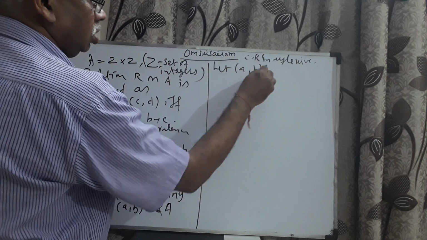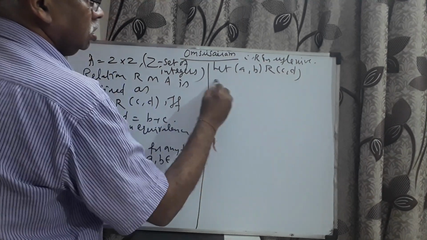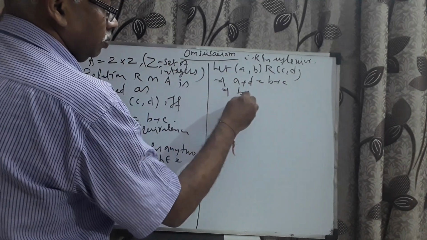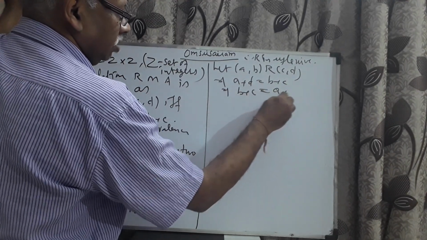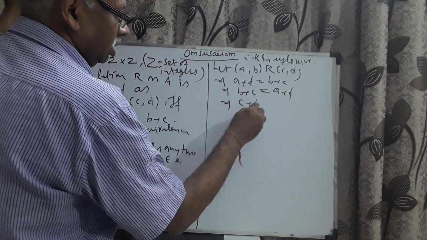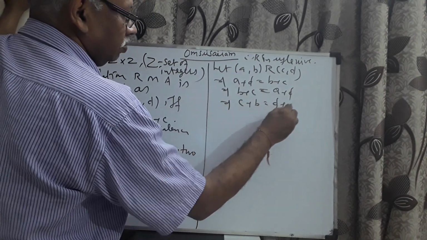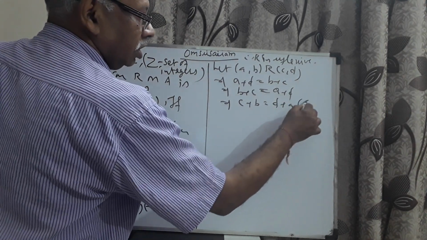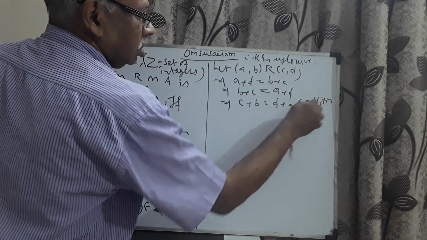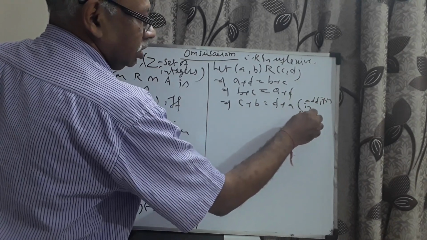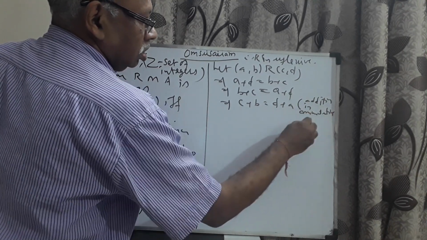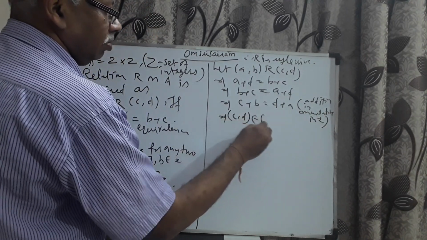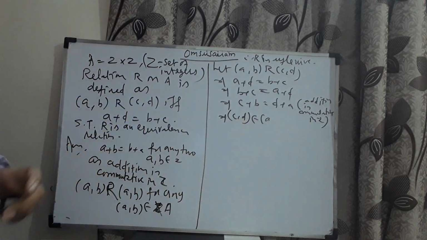Then let (a, b) R (c, d), which will imply a plus d is equal to b plus c, which will imply b plus c is equal to a plus d. This will automatically imply c plus b is equal to d plus a. The reason: addition is commutative in Z. That condition implies (c, d) R (a, b).